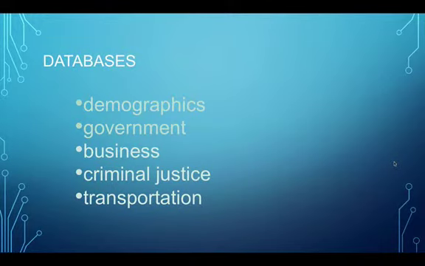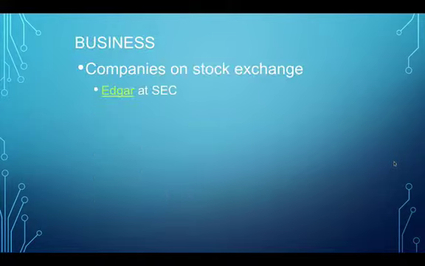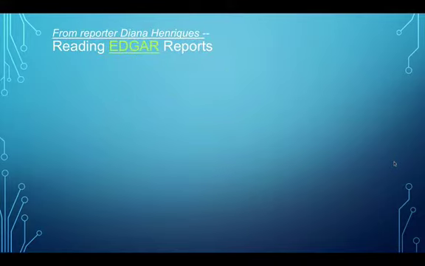But let's move on. We've talked about demographics and government. Let's now look at some business databases that could help you as a journalist. All of the publicly traded companies, whose stock is traded on the stock market, have to give certain financial reports so that people who want to buy stock or people that have stock know how they're spending their money and can make good decisions about whether to invest in those companies. So that financial information can be really helpful to us, and you can find it at EDGAR, a Securities and Exchange Commission database. Here's a couple tips from one of the best financial reporters I know, Diane Henriquez.